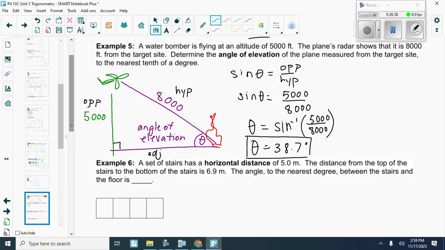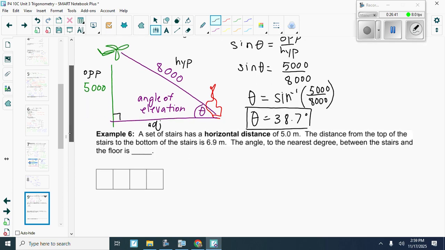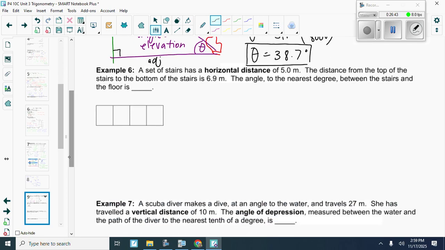The next question: a set of stairs has a horizontal distance of 5 meters. So literally we have a set of stairs. Wow, I got really bad stairs. Those are my stairs. Now, if we were to mathematize this, we have a vertical height, we have a horizontal height, and then we have the actual stairs. So that's kind of what's happening. I'm going to superimpose my triangle on top of my staircase here.